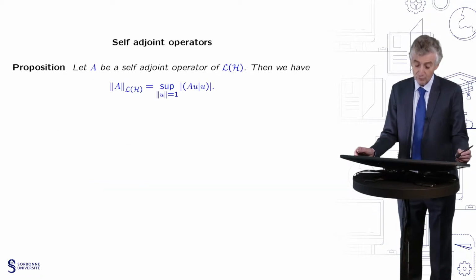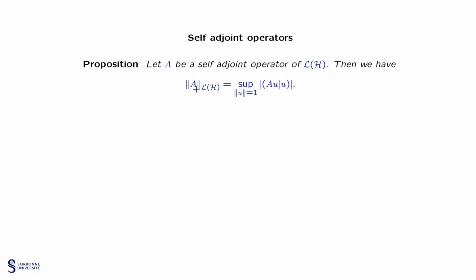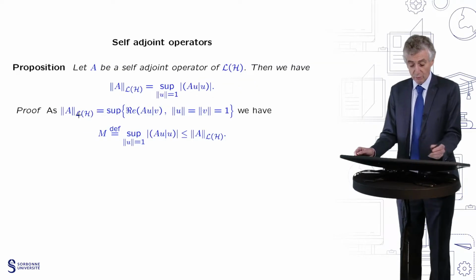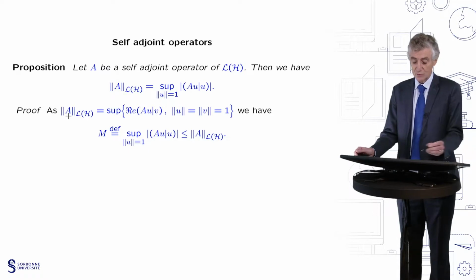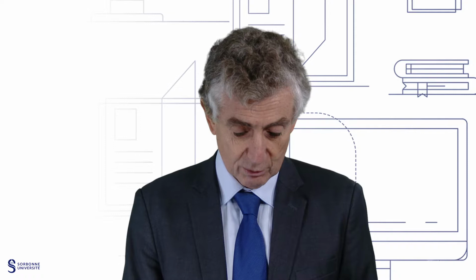So the first proposition, which is not very complicated, is to prove that a self-adjoint operator satisfies the following. You can compute the norm of A simply by taking the supremum, for ‖u‖ equal to 1, of ⟨Au, u⟩. Of course, we know that the norm in L(H) is the supremum of the real part of ⟨Au, v⟩ when u and v are of norm 1. And if we define the supremum here when u equals v, we take the supremum in a smaller set, so we have this inequality, of course. Then we have to prove the opposite inequality.